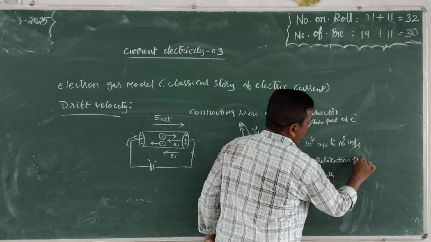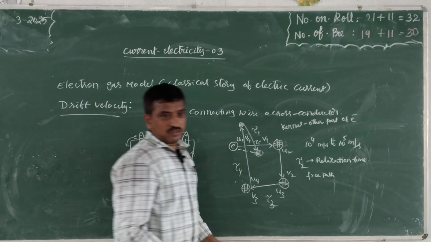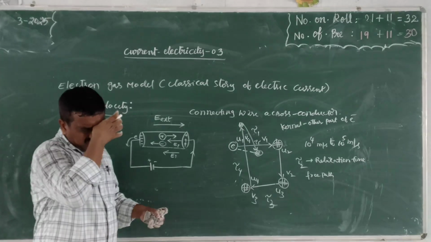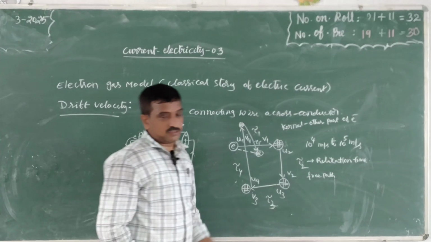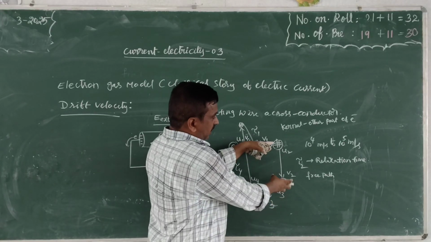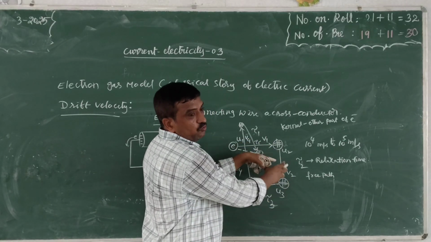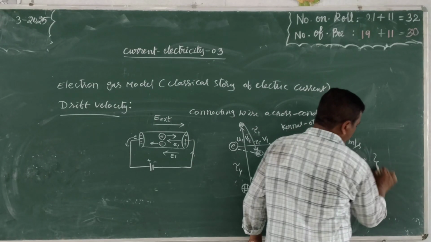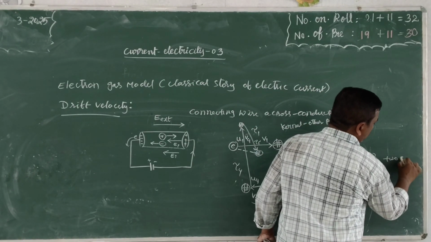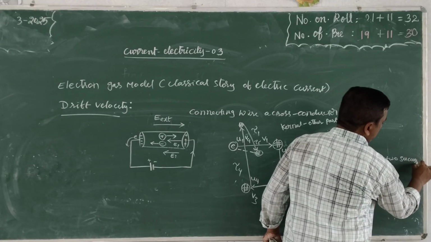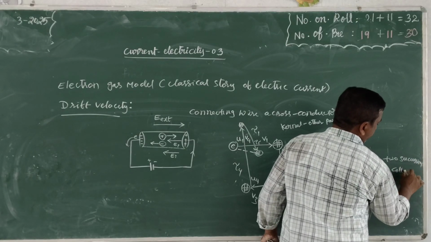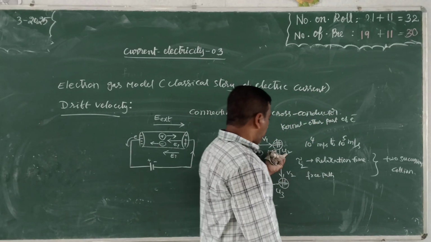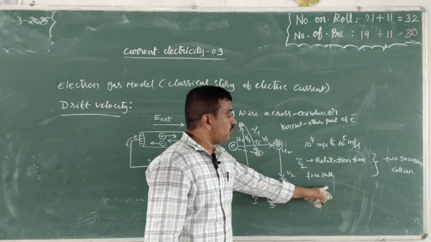Relaxation time means that after collision with the kernel, the electron comes to rest. That we call relaxation time: the time interval between two successive collisions. Two successive collisions, what is the time there? That we call relaxation time. What is the path between the two successive collisions? That we call free path.